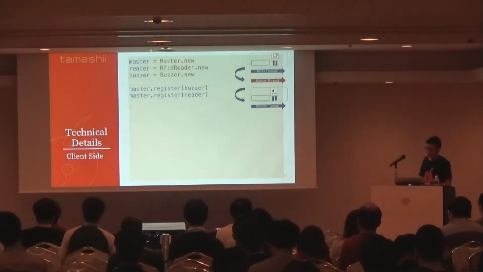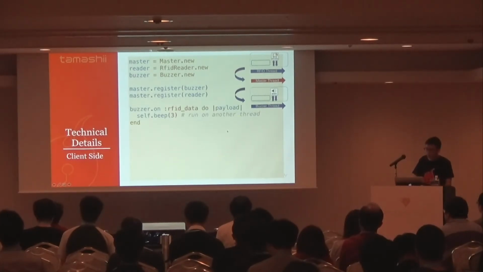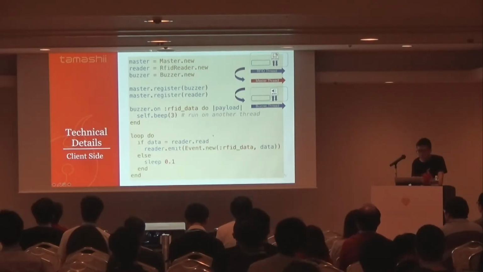This is the example code described in the previous module. We will initialize three components, including the master here, and then we will register them to the master component. The buzzer will register a handler to play three songs when it receives the RFID data event. Then, in the reader loop, the RFID reader will only emit an event called RFID data.